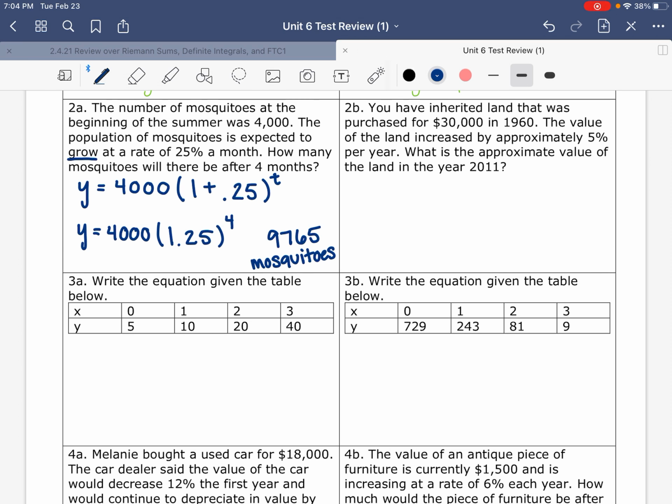Okay, for 2B, we've inherited land and it was purchased for $30,000 in 1960. The value of the land increased by approximately 5% per year. What is the approximate value of the land in the year 2011? Okay, so I'm going to have y equals again. And outside of the parentheses, we need our initial amount. So if we look, we can see it was purchased for $30,000.